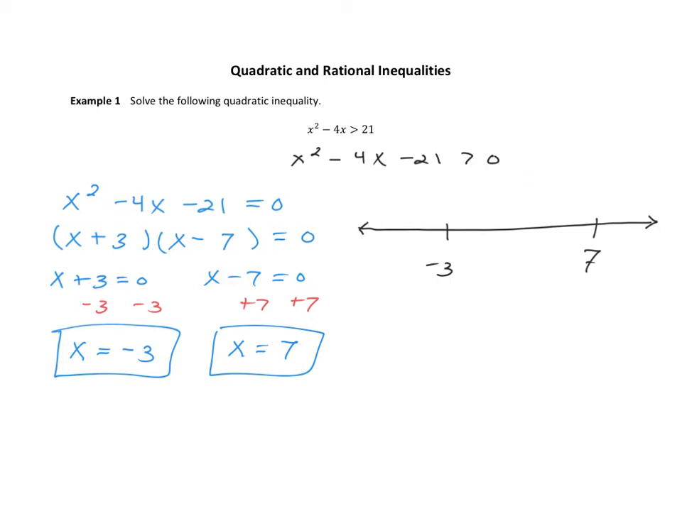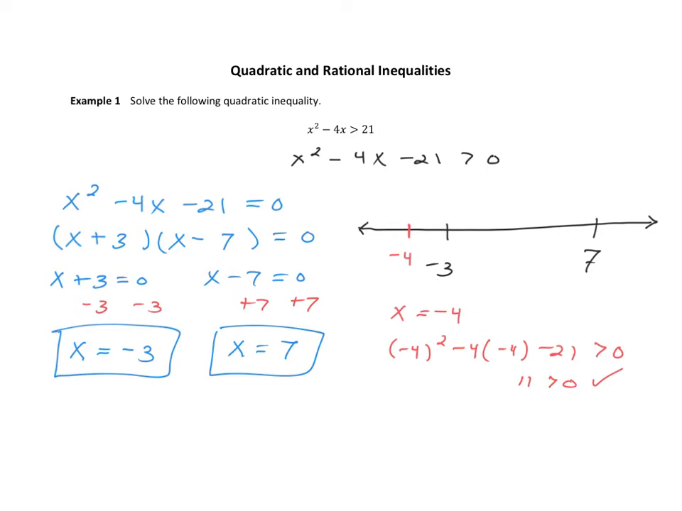So here's what I mean. Maybe I'll use the number here, negative 4. Does x equal to negative 4 make this thing a true statement? So let's plug it in and find out. So let's see. That's negative 4 squared minus 4 times negative 4 minus 21. Is that greater than 0? Okay, I just type that into a calculator and I get 11, which is definitely greater than 0.